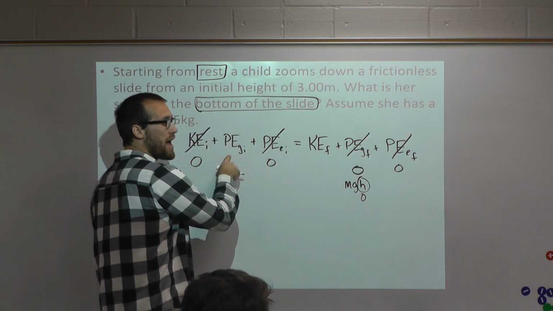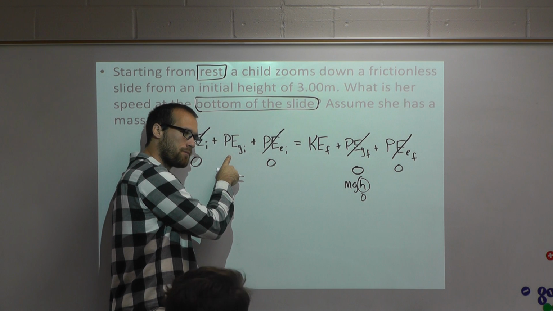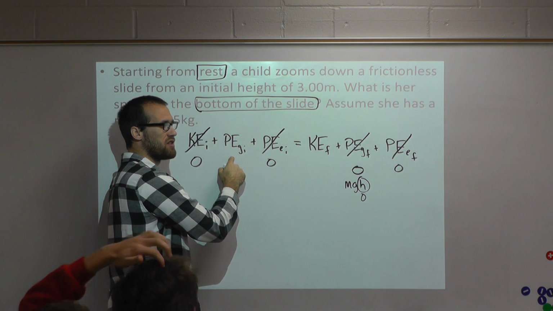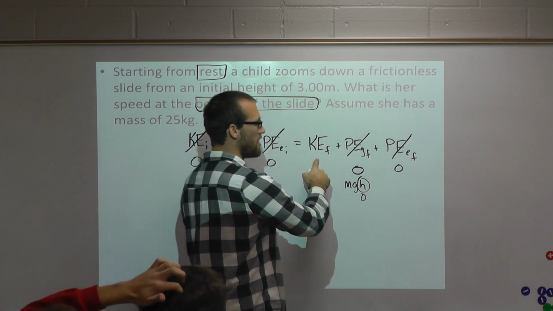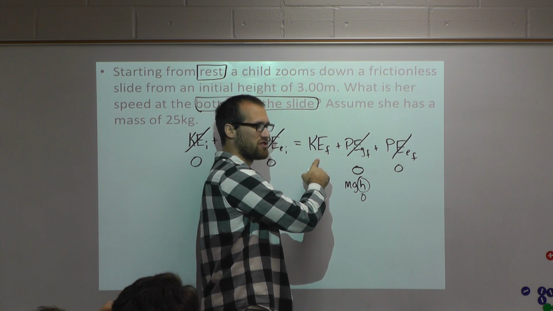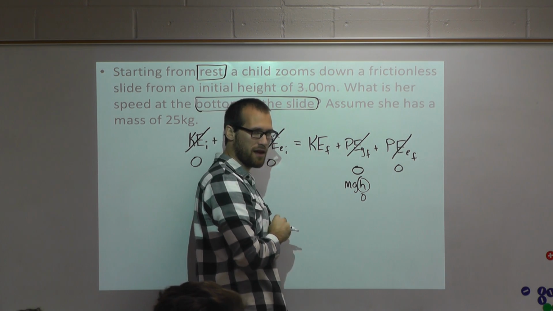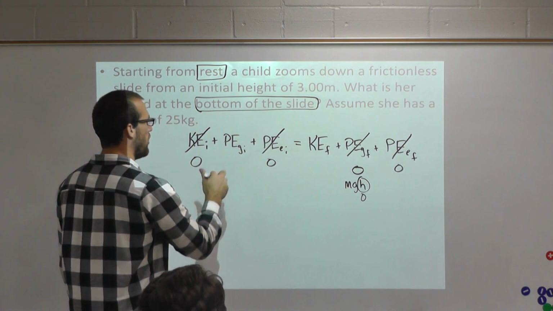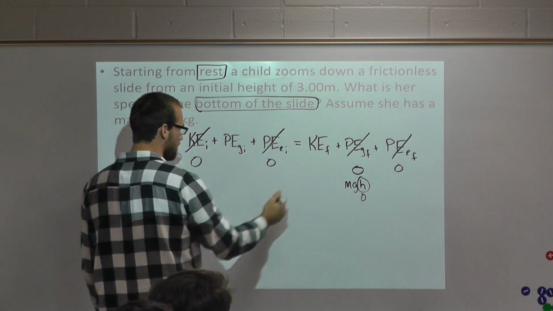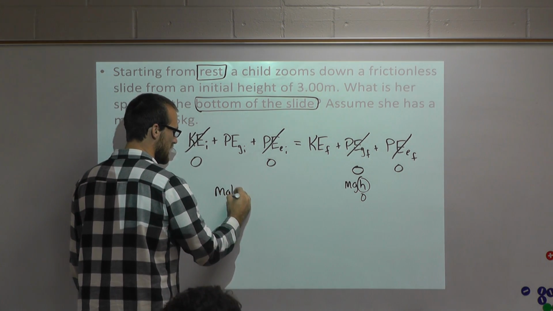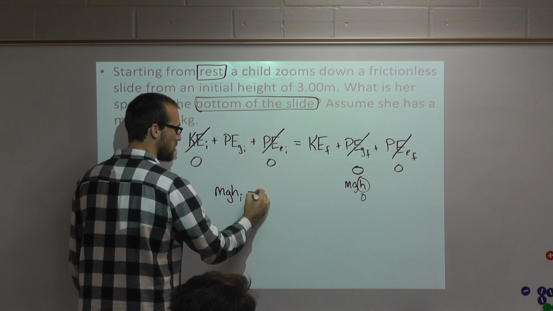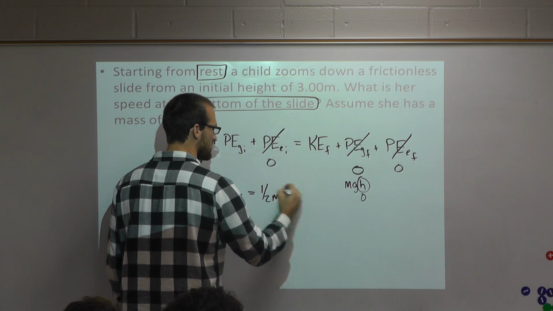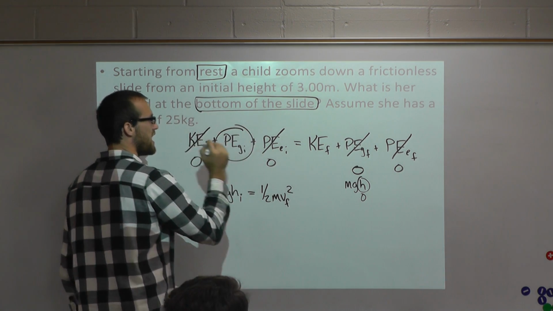Now, we know we have potential energy initial, because we're at the top at a height of 3 meters. And we know we're going to have a kinetic energy final because we're sliding down the slide, and that's right before you hit the ground. What is your speed at that moment? We can solve for it. So, mgh initial should equal KEF, 1/2 m v final squared.